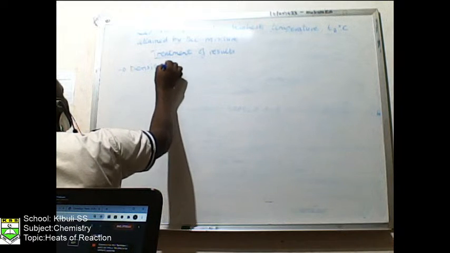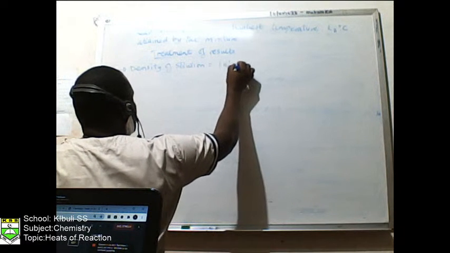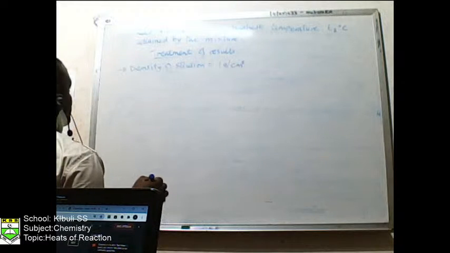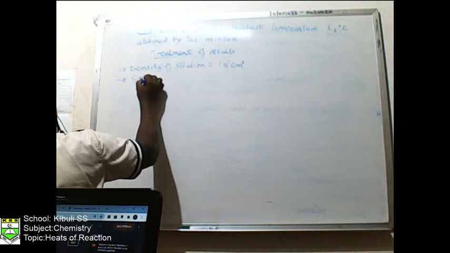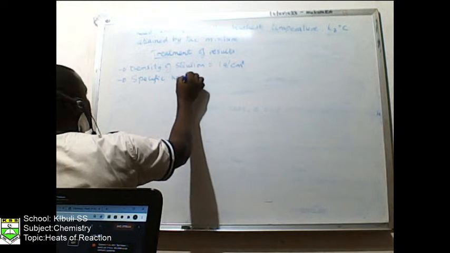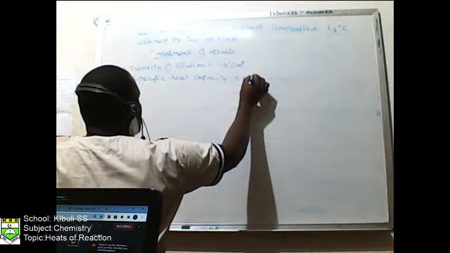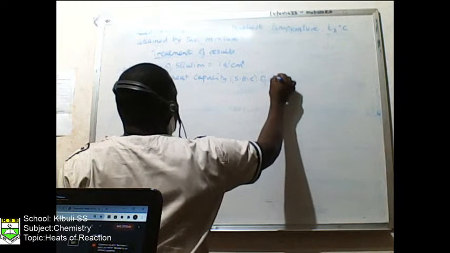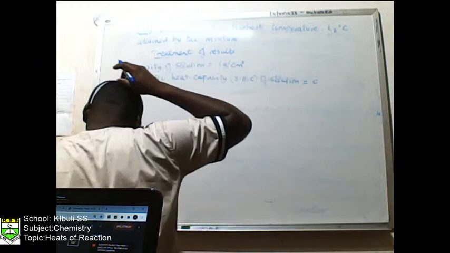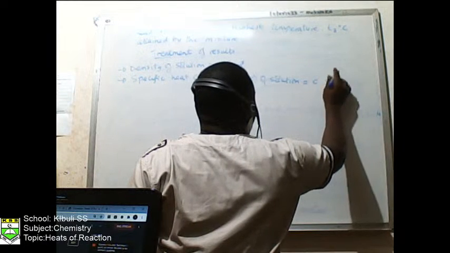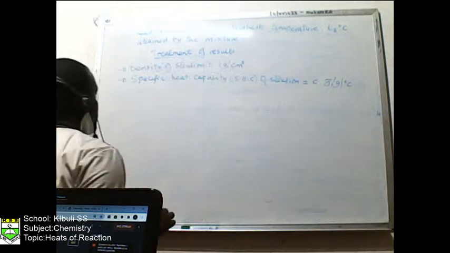Density of solution is 1 gram. We assume that it's the same as the density of water, 1 gram per cubic centimeter. Specific heat capacity, shall abbreviate it as SHC of solution. We shall call it small letter c as they do in physics. Joules per gram per degree Celsius is the capacity of the solution.